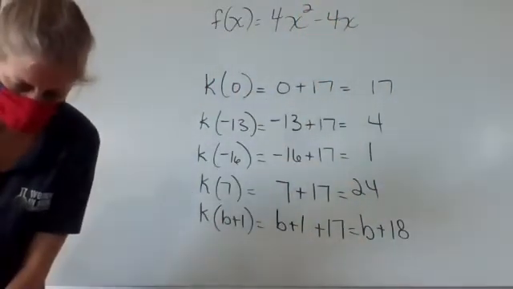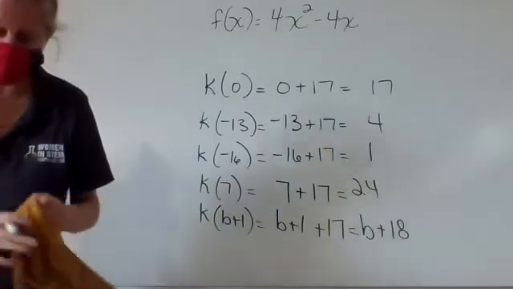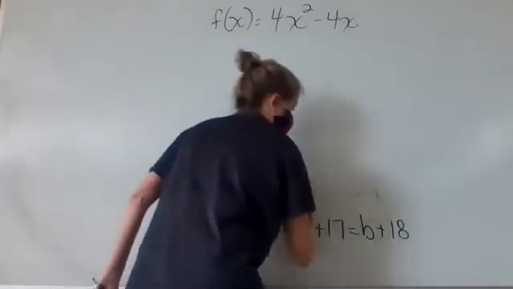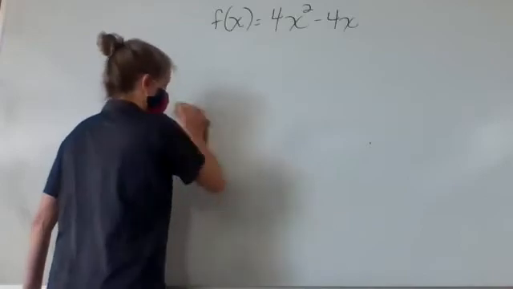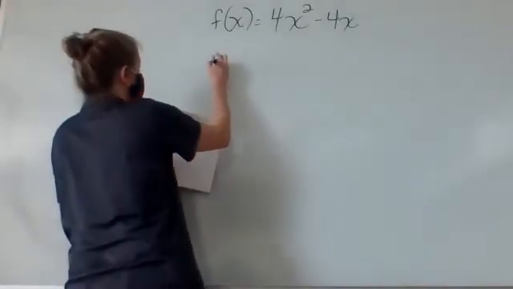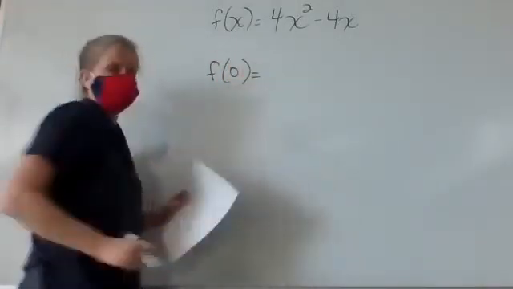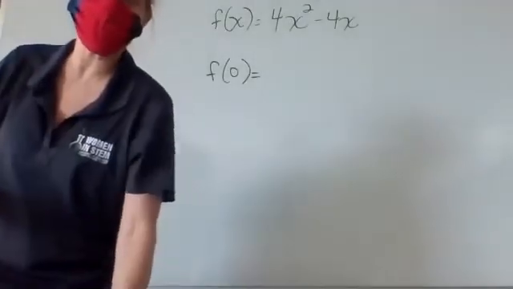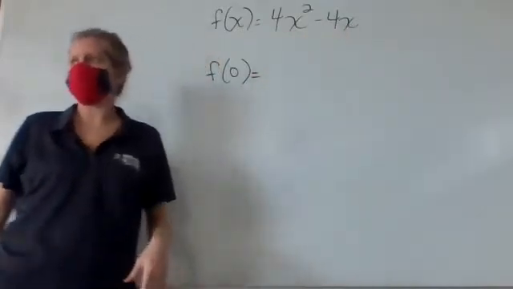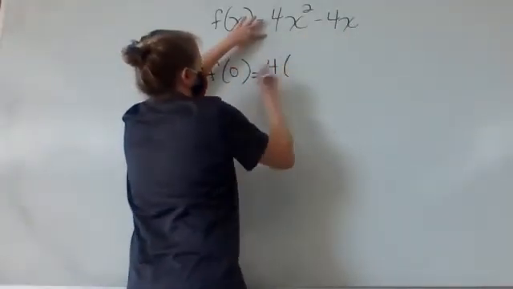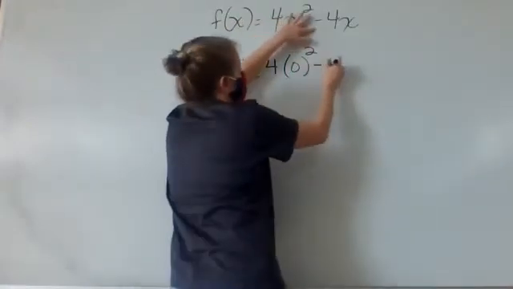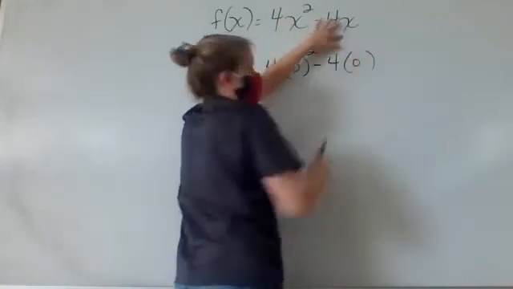All right, number 2, my function this time is f of x equals 4x squared minus 4x. We're finding f of 0. So we'll do this one, and then there's 2 more that we're going to do. So f of 0, replace both x's with the 0. So I have 4 times, replace x with 0, so I'll have 0 squared minus 4. Again, replace the x with 0.